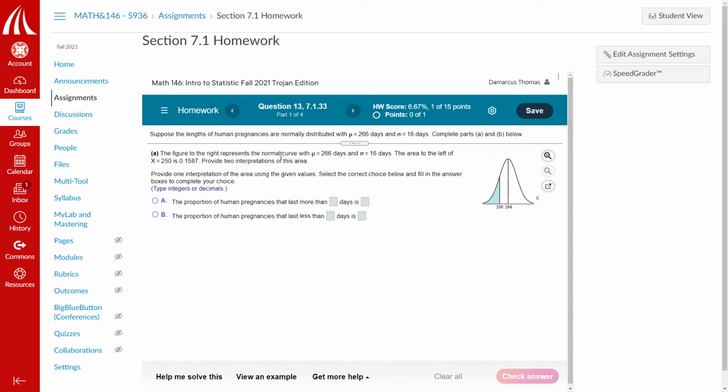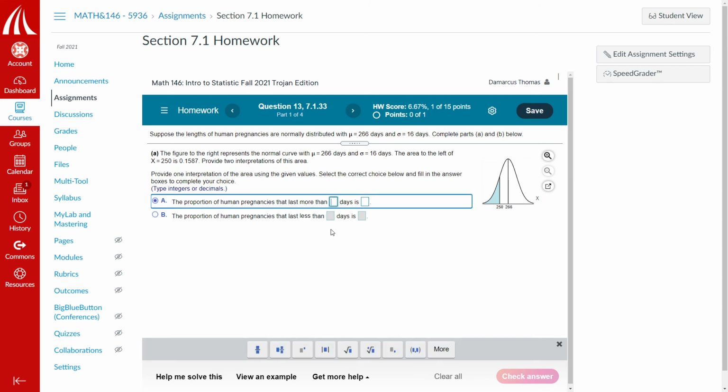The figure to the right represents the normal curve. The area to the left of x is 250 is 0.15. Provide 2 interpretations of this. Well, the proportion of human pregnancies that last more than blank days is .1587.